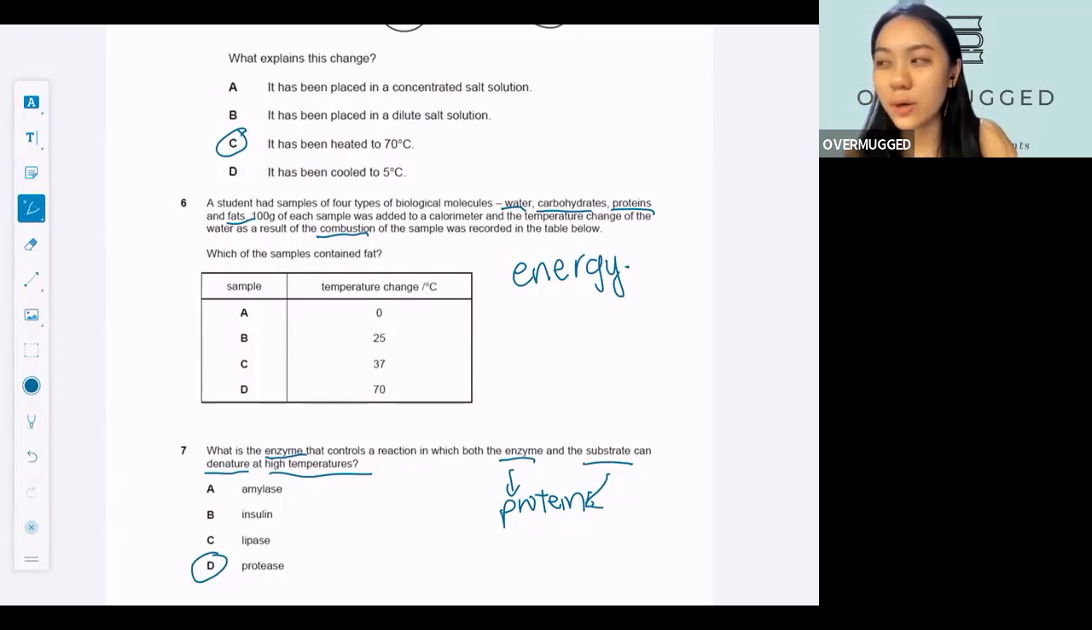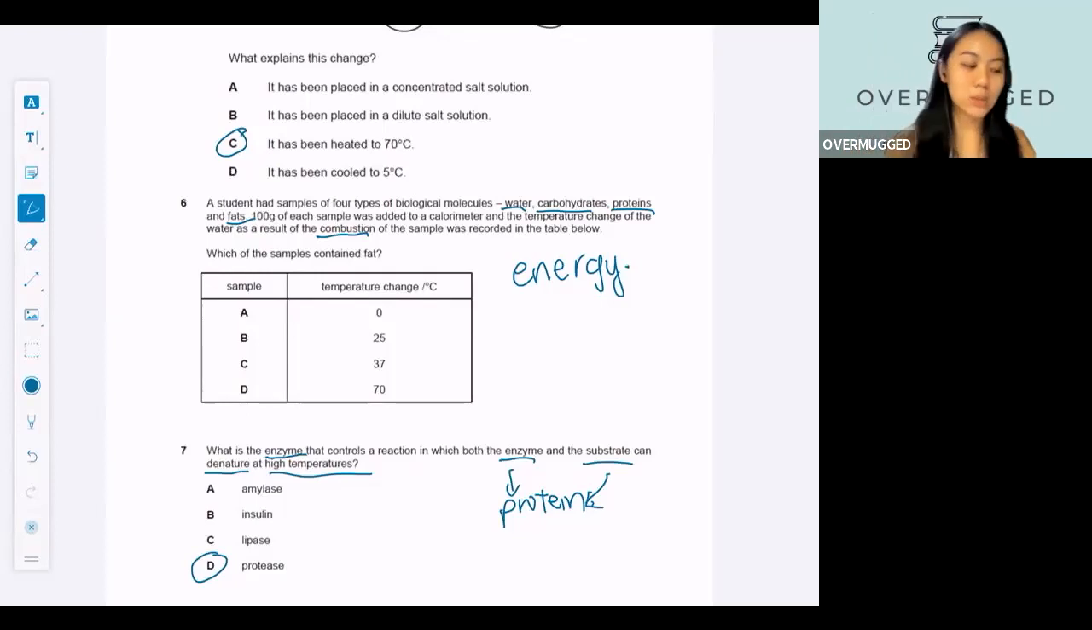Relationship of ovum and ovule with seed. Okay, so the ovule is what will become the seed, and then the ovary is what will become the fruit. Ovum is the egg cell in human.